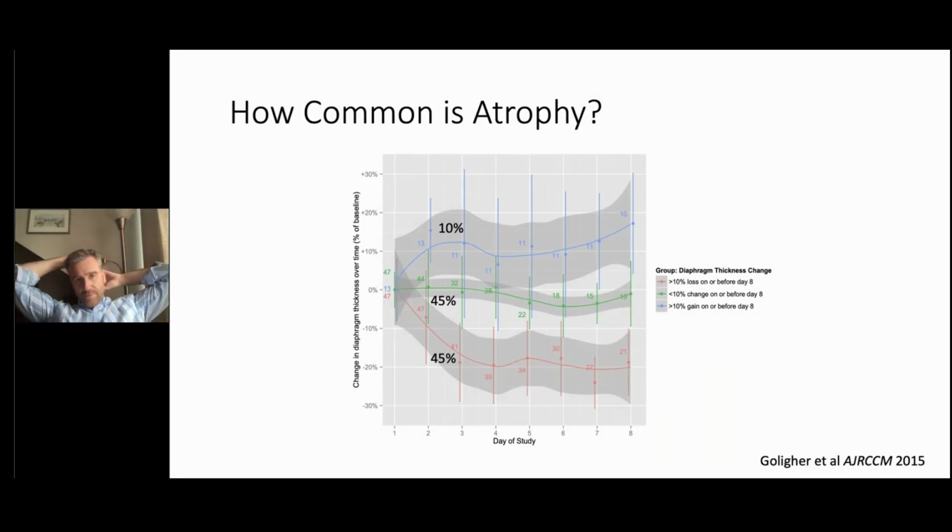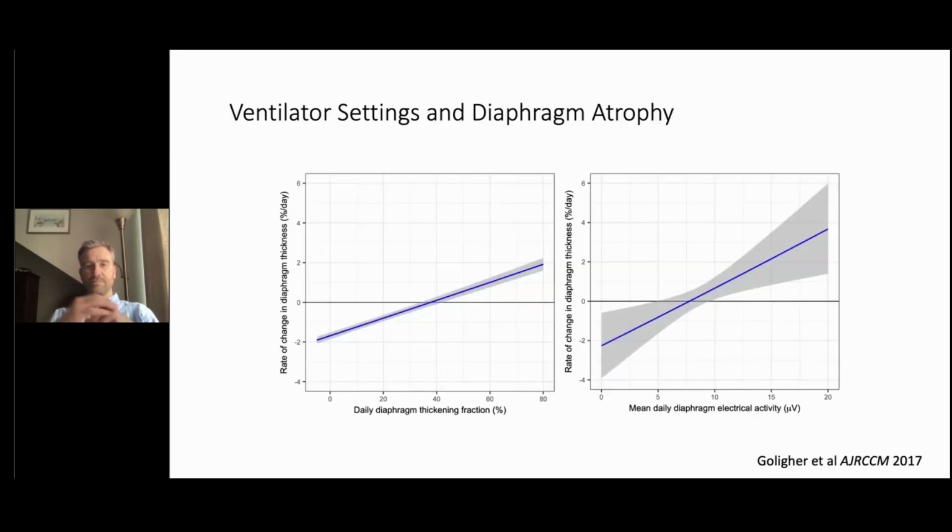So how common is diaphragm atrophy? How big of a problem is this really? Well, some of the best clinical data we have to date suggests that it's really quite common. In our cohort study, we found that about 45% of patients had a rapid early decline in diaphragm thickness over time. So this seems to be a relatively common problem in unselected patients with hypoxemic respiratory failure, and definitely warrants our attention and concern as we manage the ventilator.